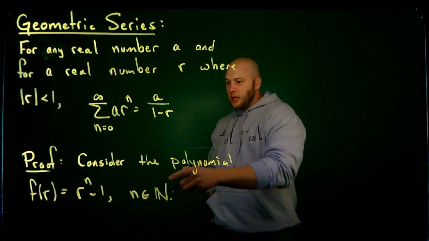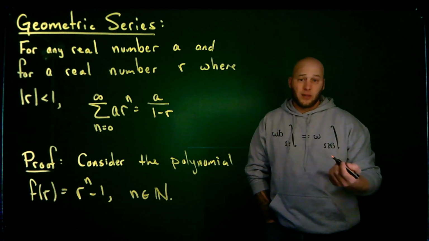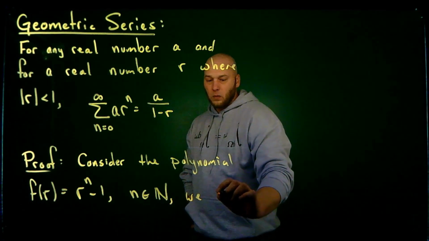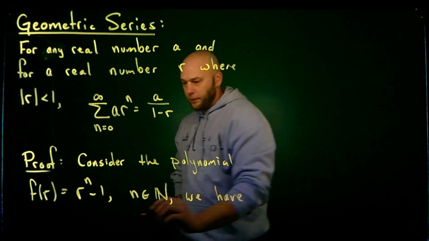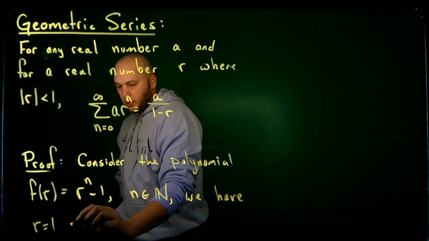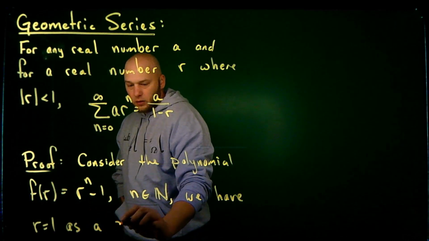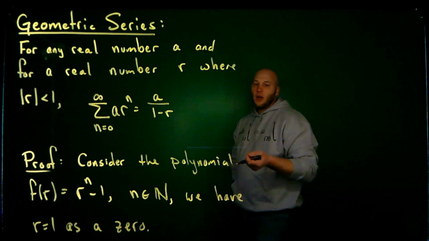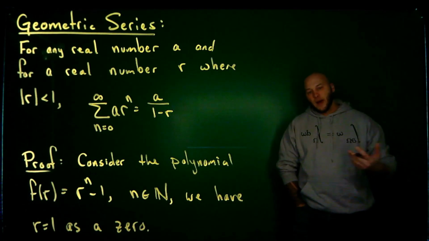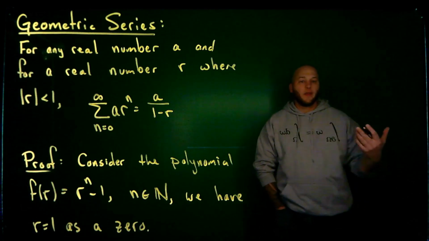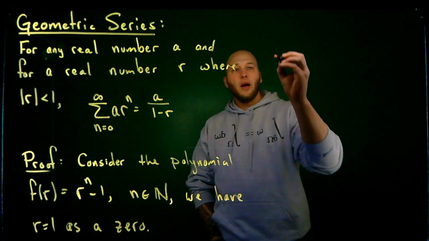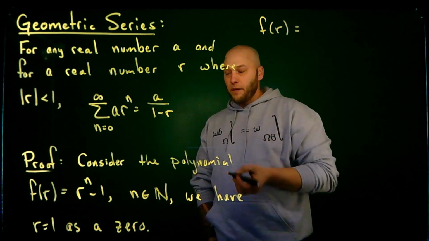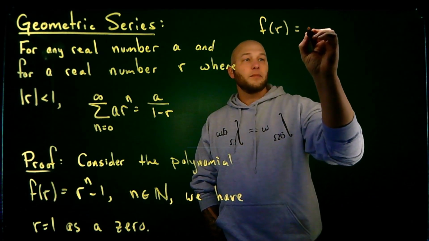Well, I can see that if I plug 1 into this, of course that's going to be 0. So we have r equal to 1 as a 0. Now remember, a 0 of a polynomial corresponds to factors. If I have a 0, I have a factor. If I have a factor, I have a 0. Therefore, I know that f of r has to have a factor of r minus 1.